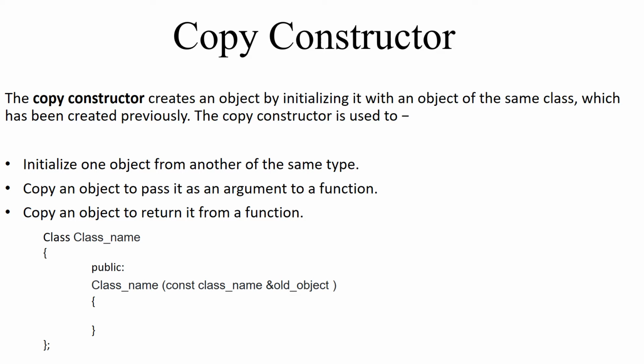So, for example, if you have an object named T1 which has already assigned values, and you are creating a new object T2, then the object T2 will have the values of T1 as you have used a copy constructor in creating the same object.